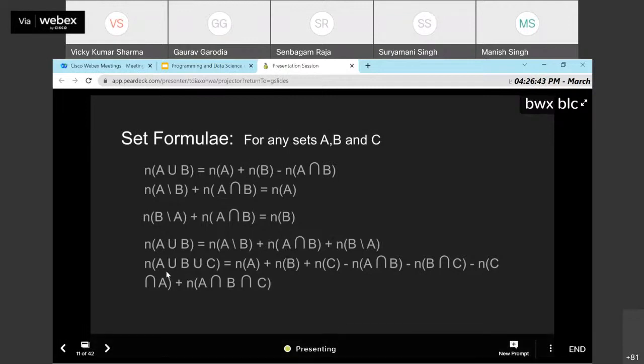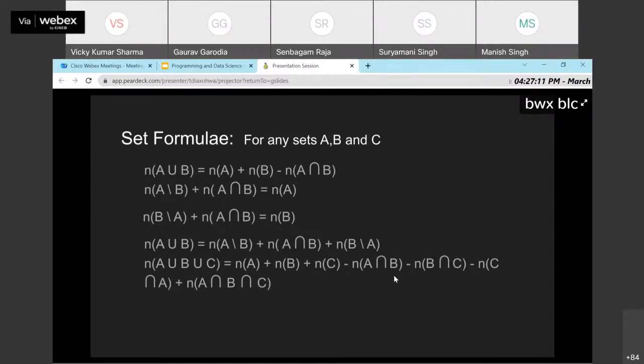All you have to keep in mind is this last formula for your next question. The number of elements in A union B union C is equal to the number of elements in A plus the number of elements in B plus the number of elements in C, minus the number of elements in A intersection B, minus the number of elements in B intersection C, minus the number of elements in C intersection A, plus the number of elements in A intersection B intersection C.